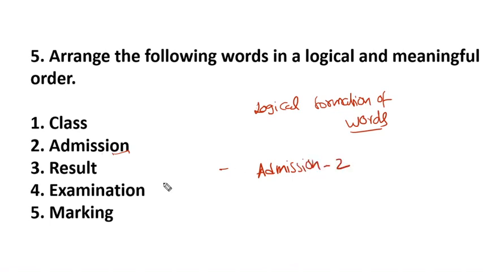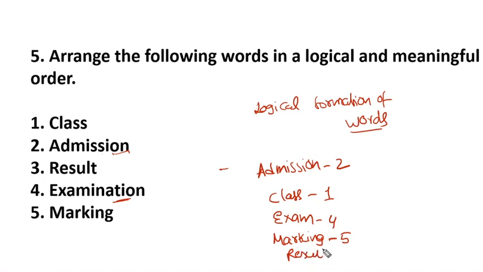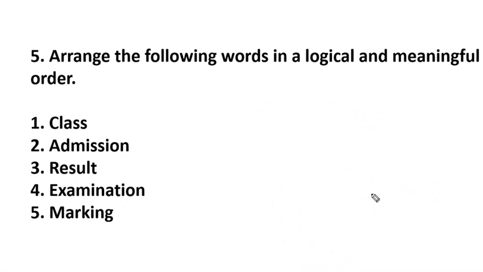which is nothing but 2. Then after taking admission you will be attending the classes, class, 1. Then there will be an examination after preparation, exam, 4. Then the result will be at the last, so marking will be done meanwhile, option number 5, and the result will be in the last. So our answer is 2, 1, 4, 5, 3. So this is the sequence, right? Let's go for the next question.